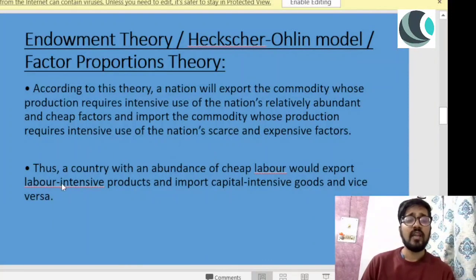Thus, a country with an abundance of cheap labor would export labor intensive products, as I have been saying, and import capital intensive goods, and vice versa. So, I think I have made myself very much clear upon this endowment theory, Heckscher-Ohlin model, and factor proportion theory. And it is very simple to understand. If you are good in something, do that rather than trying to be good in so many things. Focus upon one thing, do good in that. So this is what basically this theory says.